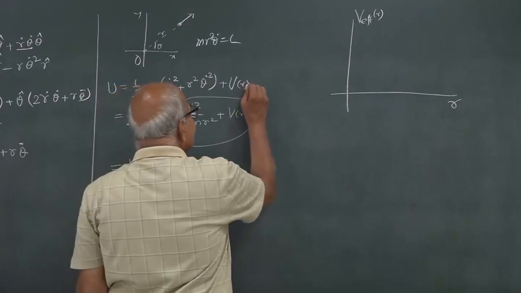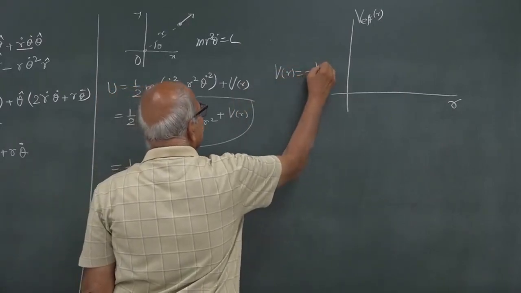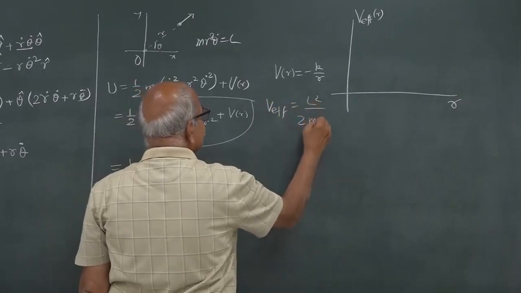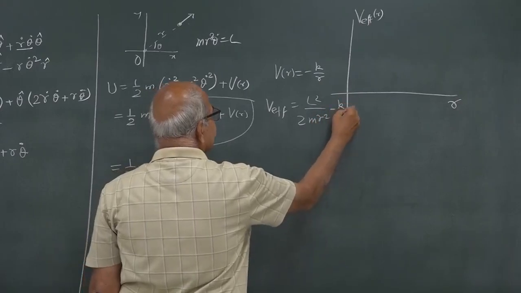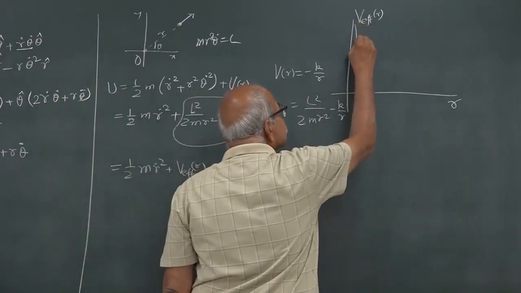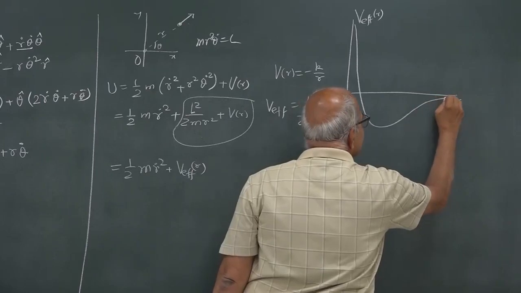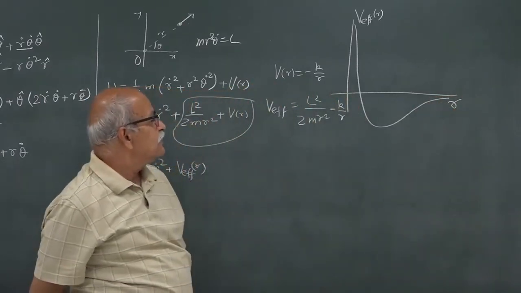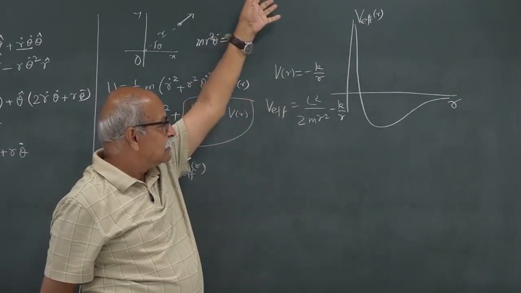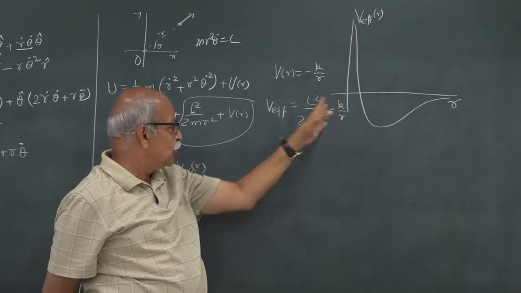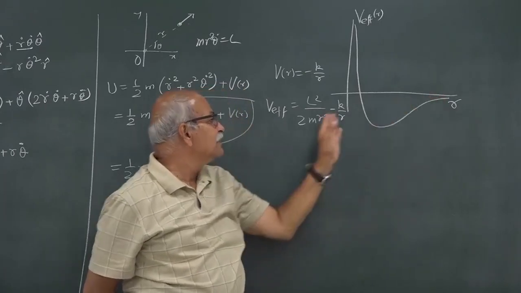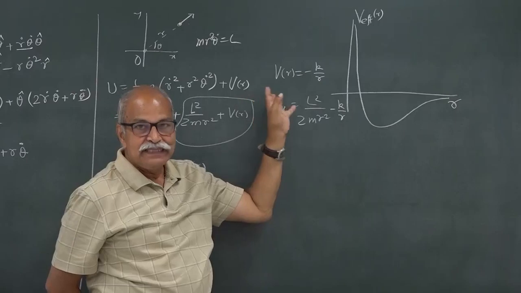So, if this V of r is minus k by r, and this V effective is L square by 2 m r square minus k by r, then we saw the shape of this will be of this type. For small values of r, this dominates, it is increasing and positive, and for large values of r this will dominate over this. So, ultimately this will fall faster and the total will be negative, and finally, when r is very large everything is approaching 0.